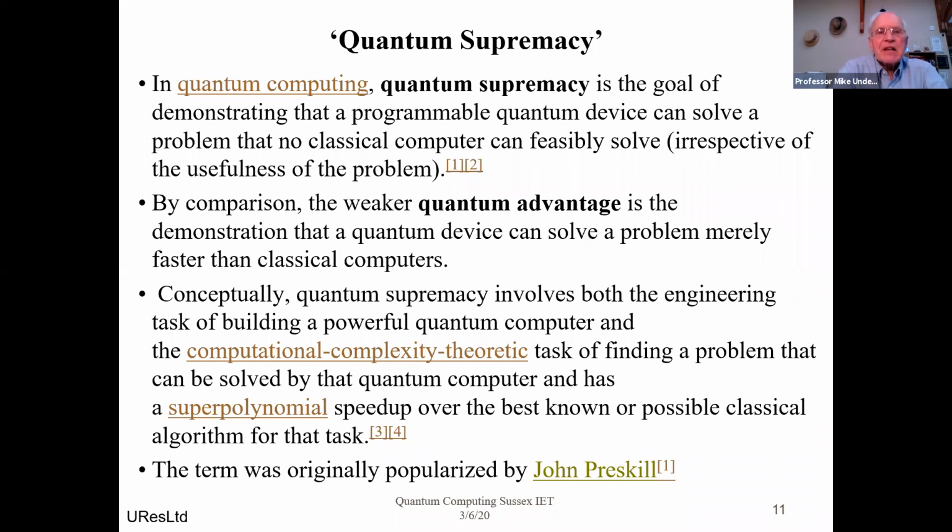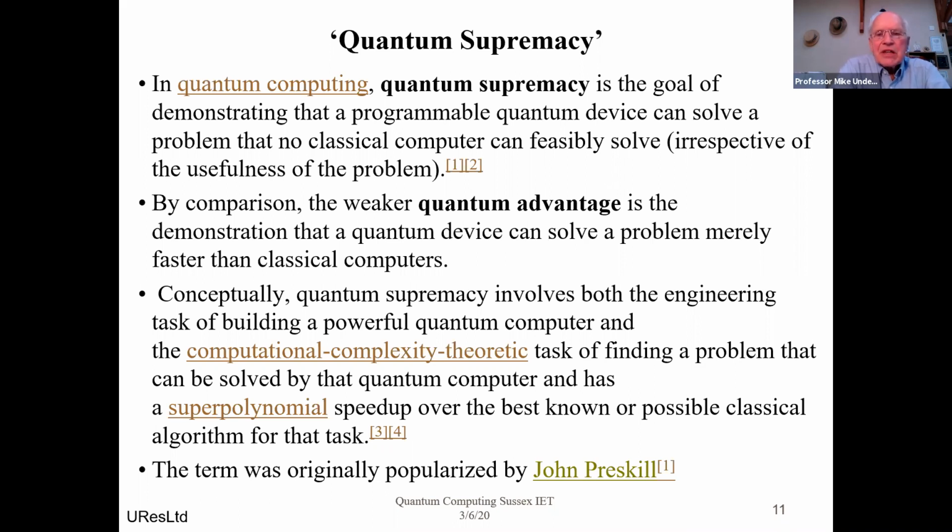Quantum supremacy, here's the definition. In quantum computing, it's the goal of demonstrating that a programmable quantum device can solve a problem that no classical computer can feasibly solve, irrespective of the usefulness of the problem, and feasibly now needs to be shaded. Feasibly, in reasonable time, people would apply to that. So we then come to what is called the quantum advantage. And the quantum advantage is a demonstration that a quantum device can solve a problem merely faster than classical computers.